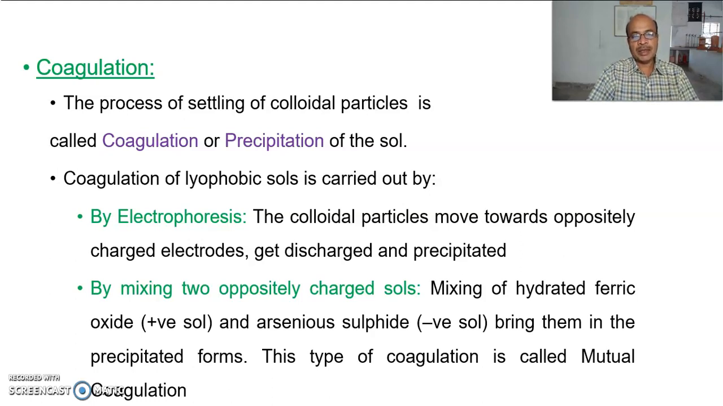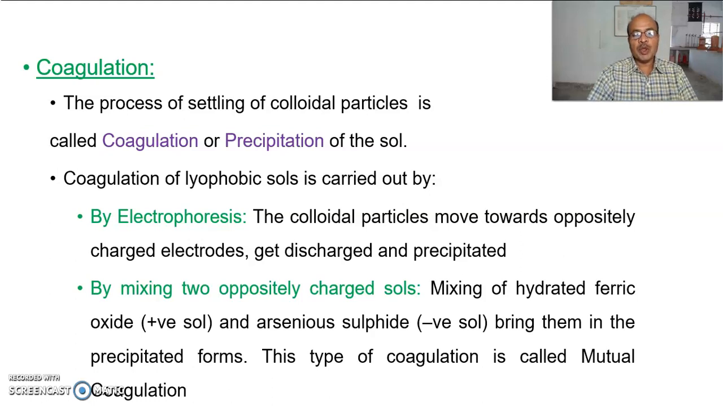The first one is electrophoresis. Now during electrophoresis, the salt particles move in the direction opposite to the charge carried by them. For example, if the salt particles have negative charge, they move towards the anode, which is the positively charged pole. There the salt particles get neutralized. The charge on the salt particles gets neutralized so that they precipitate.